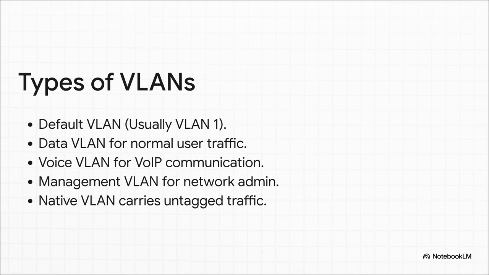Everything usually starts on a default VLAN, which is typically VLAN 1. From there, data VLANs handle your everyday emails and web browsing. But what if someone's on a crucial internet phone call? We put that on a voice VLAN so the audio doesn't drop. IT admins even get their own VIP lane, the management VLAN, so they can configure the network securely. It's just a brilliant way to keep different types of digital traffic in their own dedicated lanes.